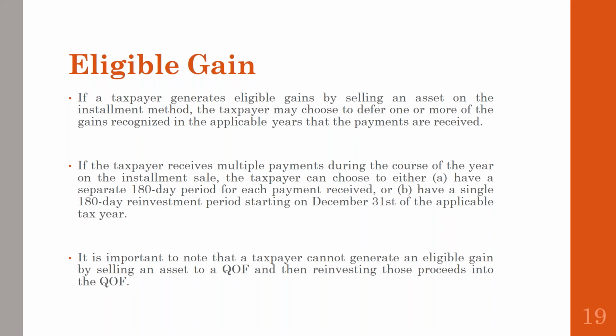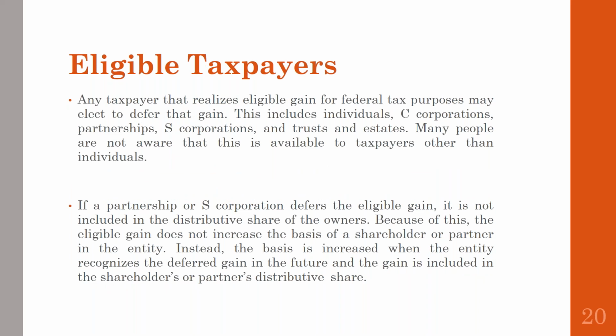One other item to note on the eligible gain is that item at the bottom, and it goes to the related party exception like we talked about on the last slide. For this situation, you cannot sell an asset to a qualified opportunity fund and then reinvest the gain that you just caused by selling the asset to the qualified opportunity fund. You cannot reinvest those proceeds into the same qualified opportunity fund. It can't be circular like that. So again, it's just kind of a logical answer.